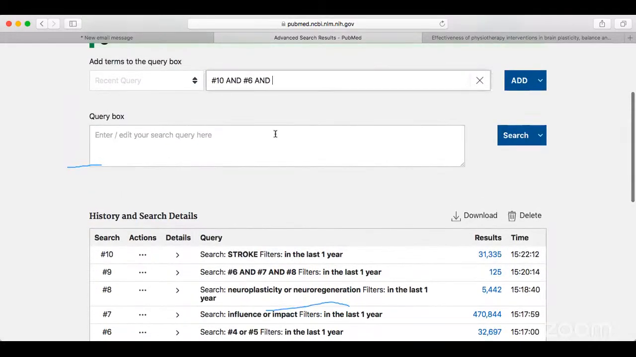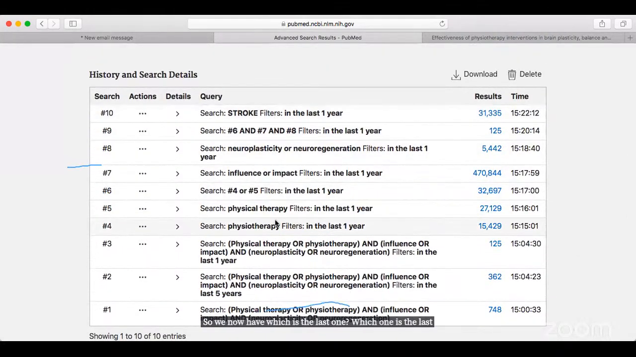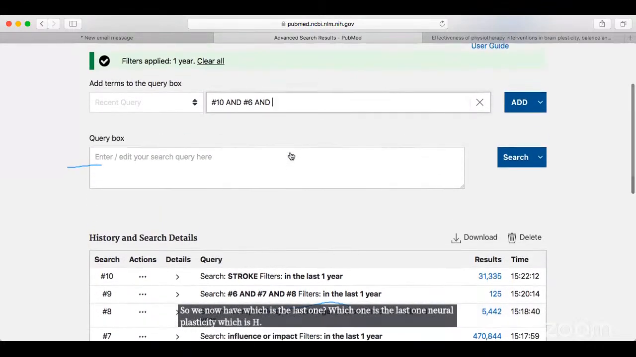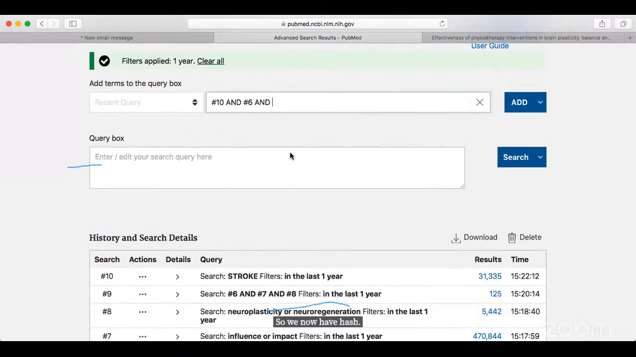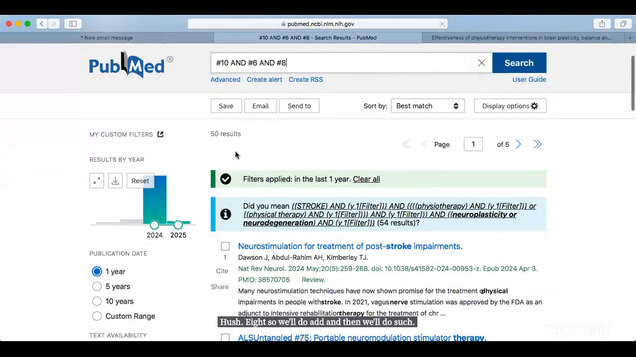So we now have, which is the last one? Which one is the last one? Neuroplasticity, which is #8. So we now have hash 8. So we'll do add, and then we'll do search. And this is giving us only 50.